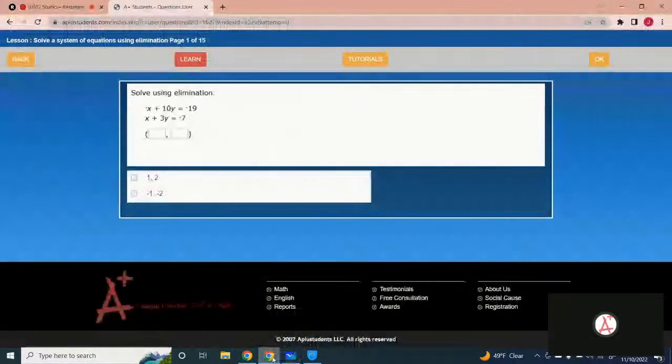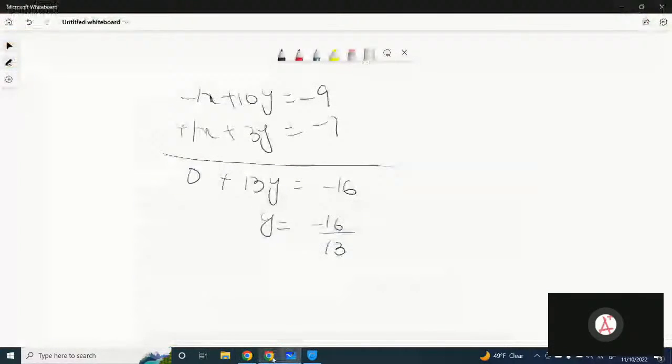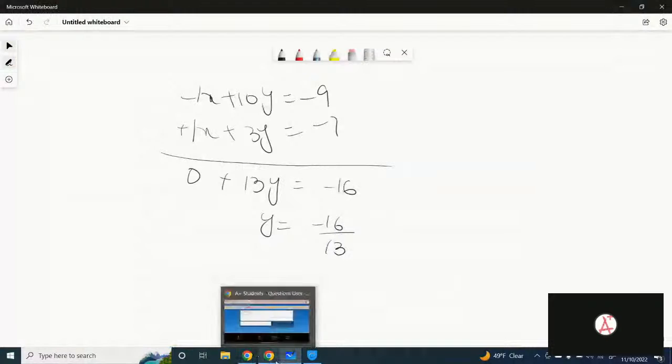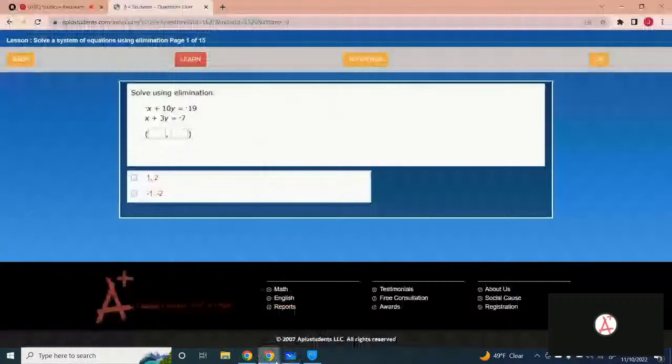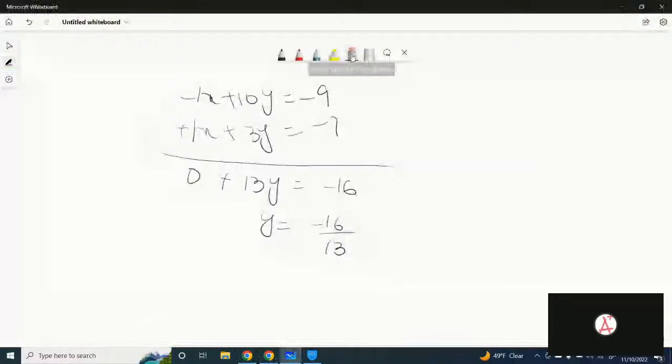Wait, negative 19 and negative 7. Sorry, I've written 9. Negative 19. So 19 and 7 is 26. So 26 divided by 2 is negative 2. So the value of y is negative 2.